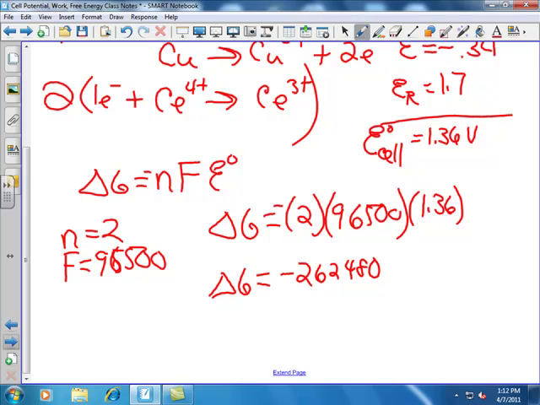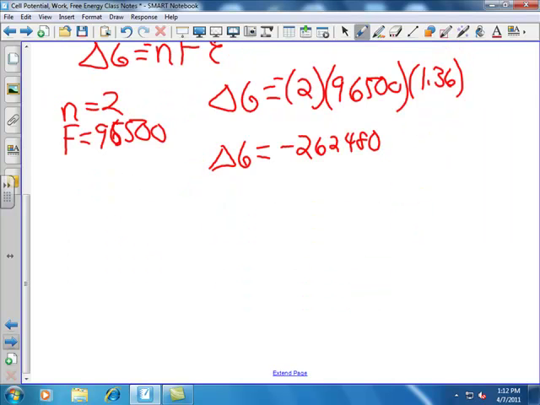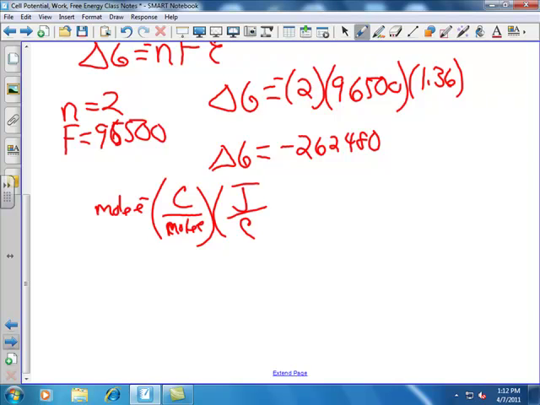So the n is moles, right? So this is moles of electrons times a coulomb per mole of electrons, times a joule per coulomb, because that's what voltage is, right? So moles cancel, coulombs cancel, you're left with joules. Do you want us to change it to be in kilojoules? You should always put it in kilojoules.